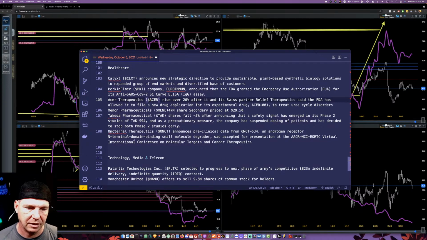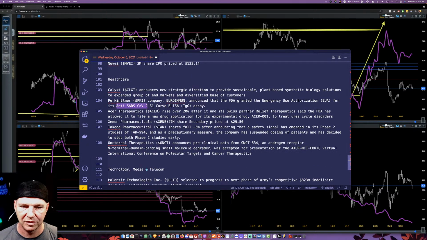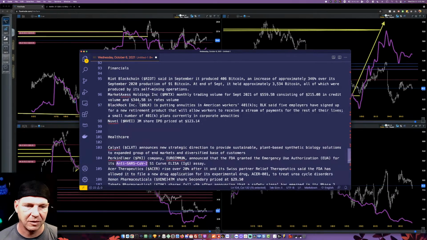Okay. In healthcare, nothing super, just a lot of nominal healthcare news. PKI announced FDA granted emergency use authorization for its anti-SARS-CoV-2, right? I don't even know what this company is, but anti-SARS, that's kind of a big deal, right? SARS is a horrible disease. All right, moving out of healthcare into financials.